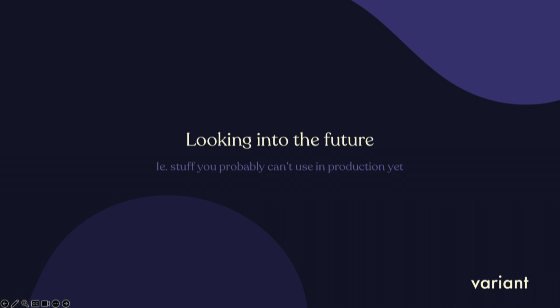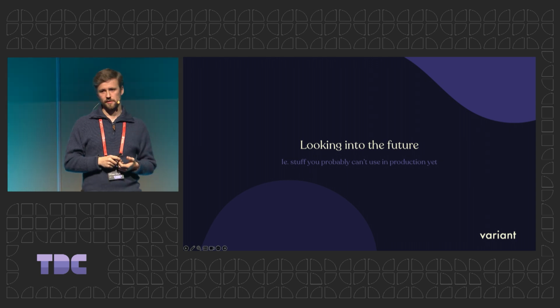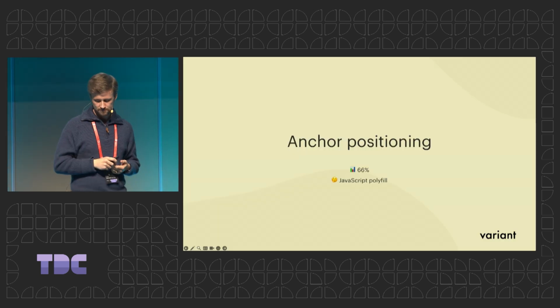And so now we're at the part where we're going to look a little bit into the future. In other words, this is stuff that you probably shouldn't use in production yet, although most of these are things that you can add as progressive enhancement. The nice thing about CSS is that your application doesn't break if a browser doesn't support the CSS you're using, right? So a lot of this you can add as spice on top without having to worry about it breaking for users who don't have updated browsers.